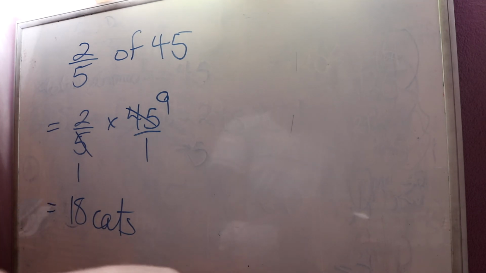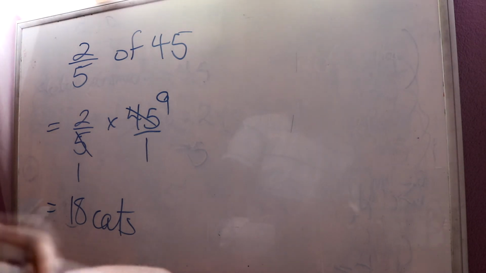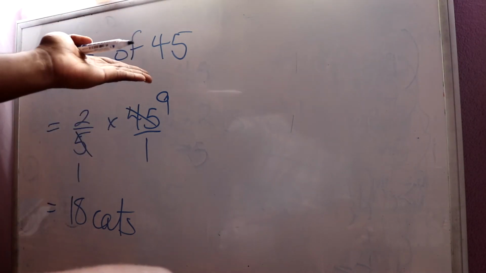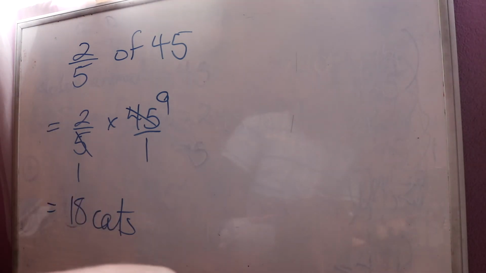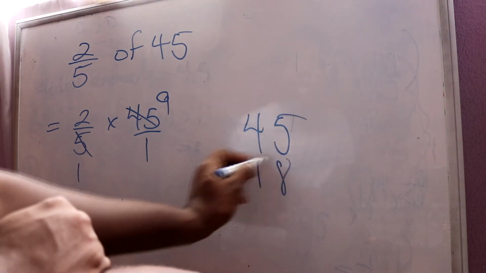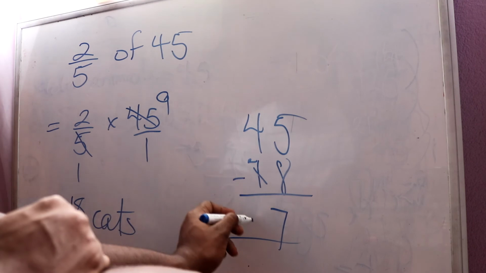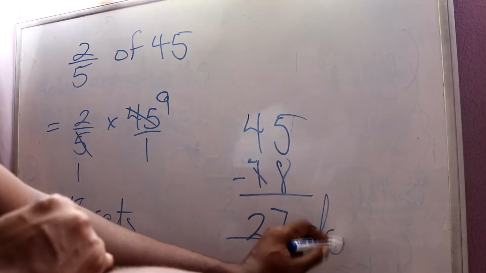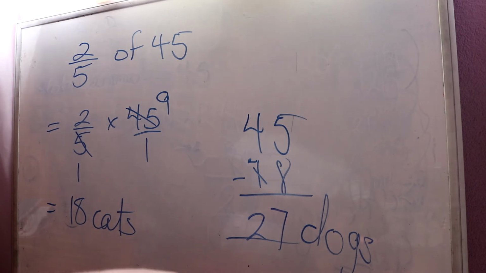And if we wanted to find how many dogs are there, we can simply subtract, because if there are 45 animals in the home and 18 are cats, whatever is left over will be the number of dogs. 45 minus 18, 27. So 27 of the animals inside the home are dogs.